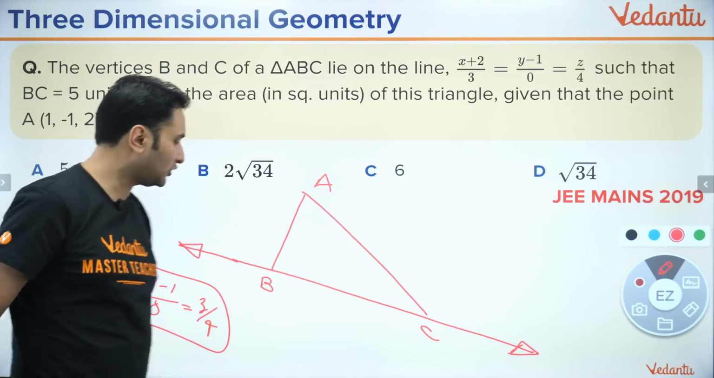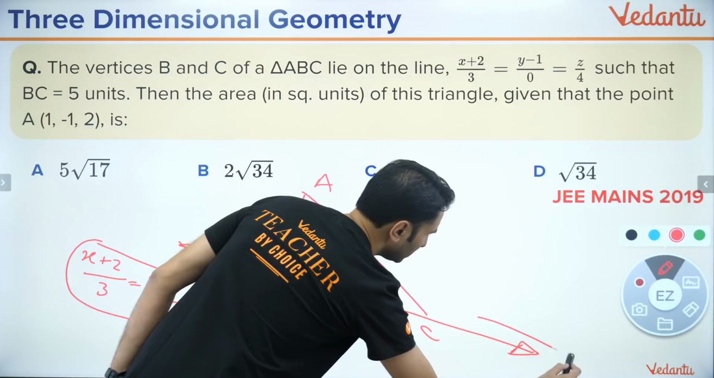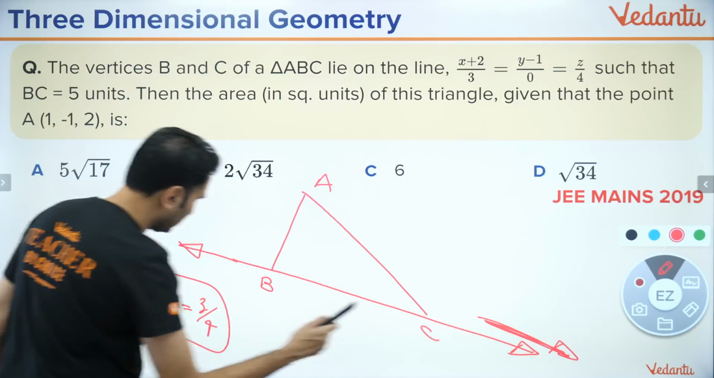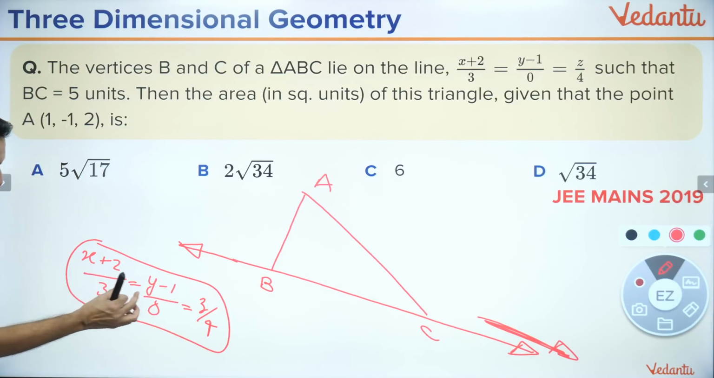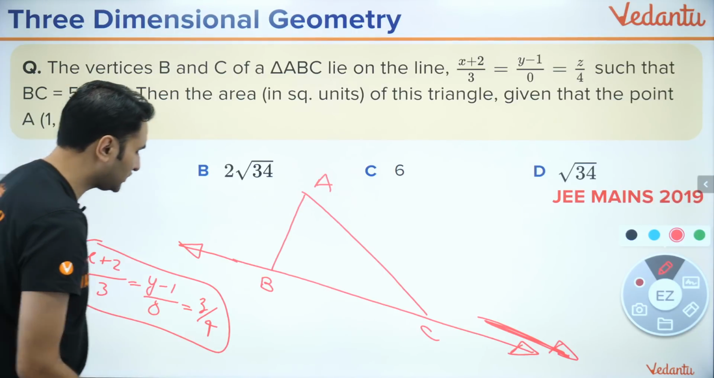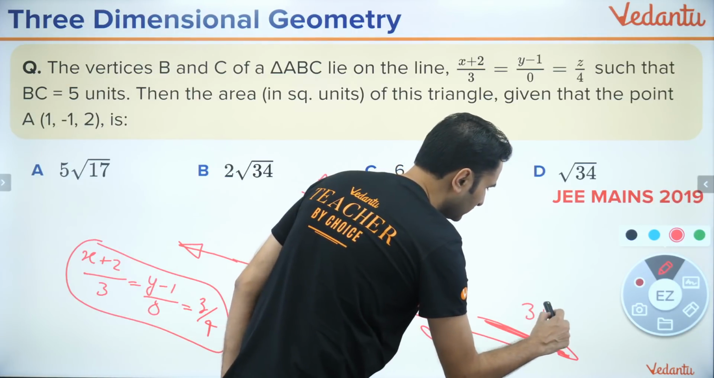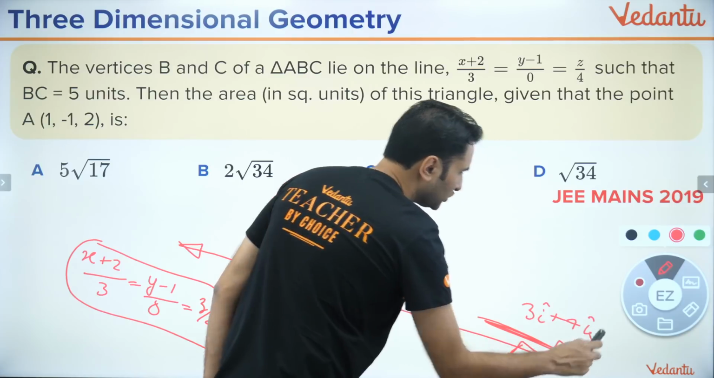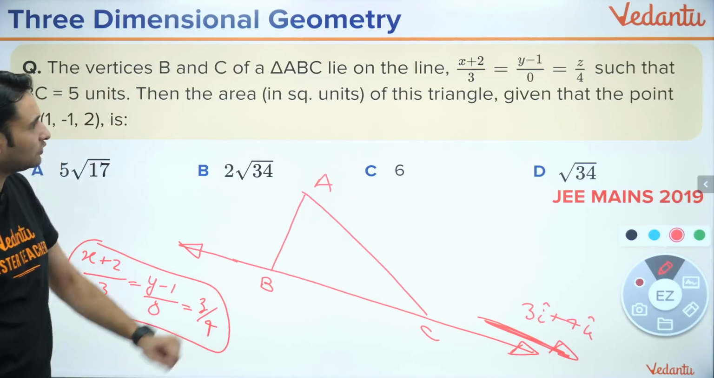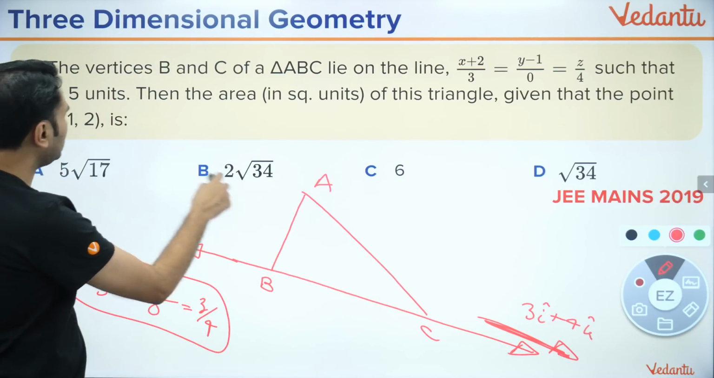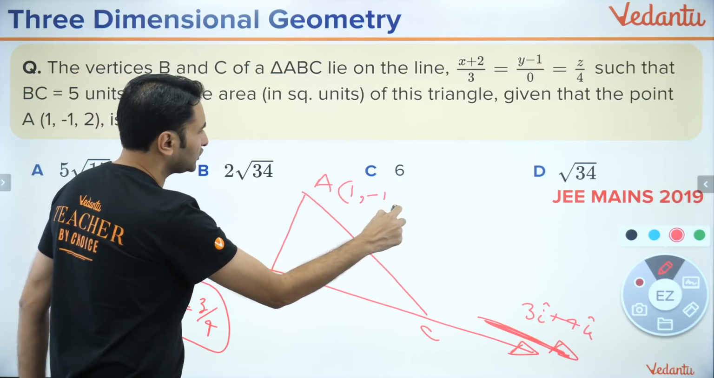What is the direction of the line, bachcho? All of you can tell me the direction. That is the denominator: 3i, 0j, 4k. So 3i plus 4k is the direction of the line. ये मुझे पता है. This I know. I know the point A. A कितना है? A is (1, -1, 2).